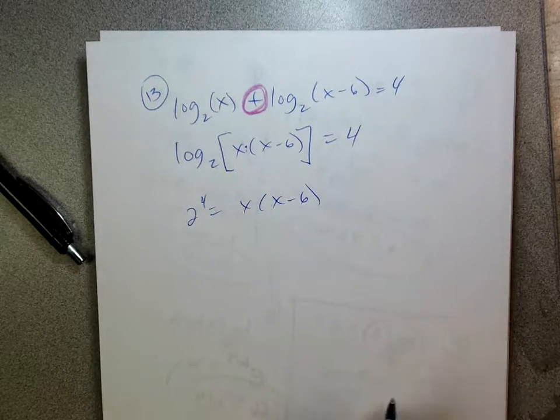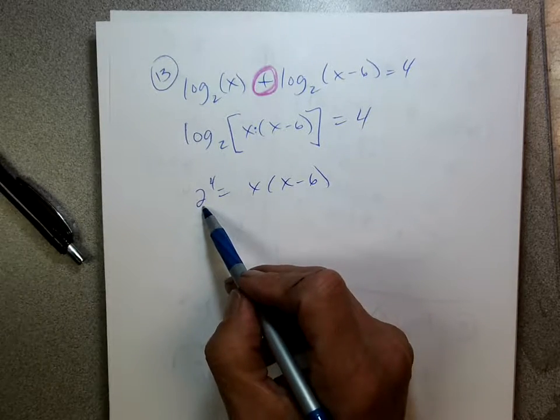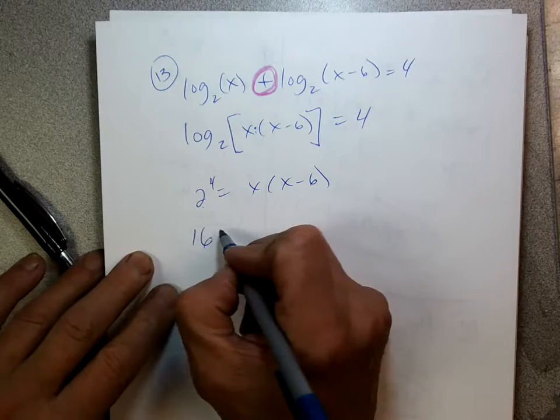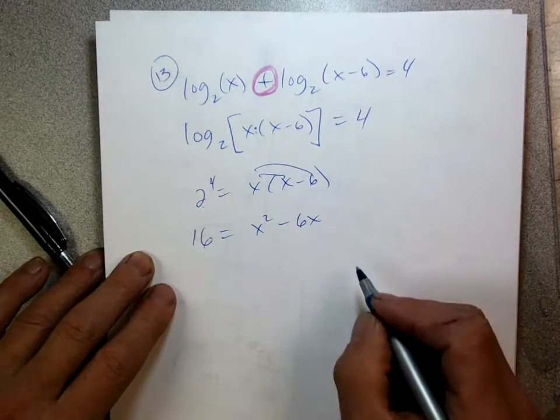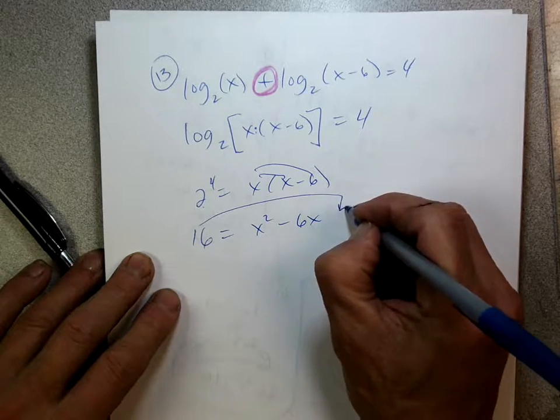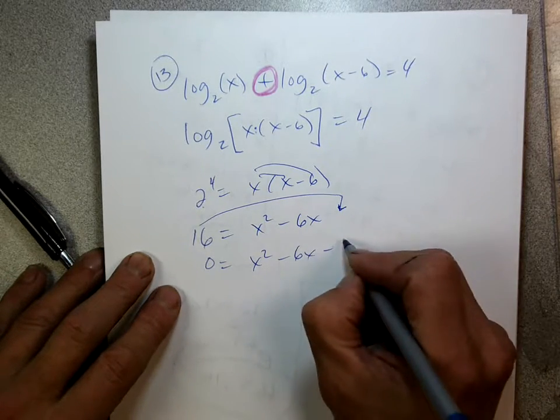Okay, now this looks like it's fun. Looks like we're going to factor. I like that. 2 to the 4th: 2 times 2 is 4, times 2 is 8, times 2 is 16, equals x squared minus 6x, right? Bring over the 16. I'll have 0 equals x squared minus 6x minus 16.